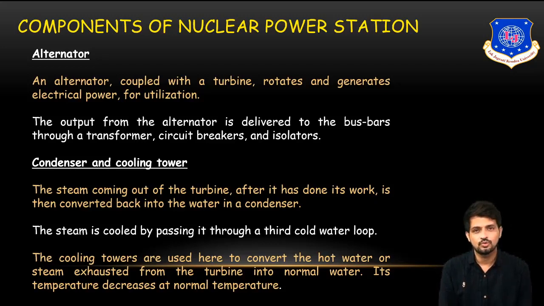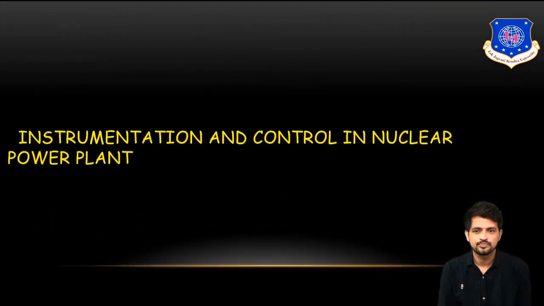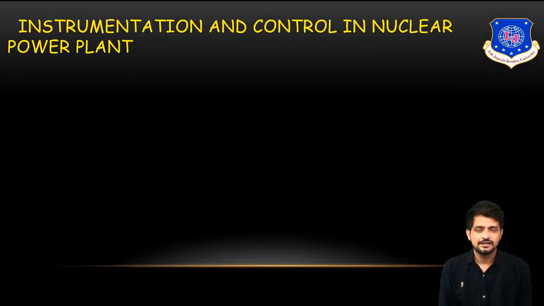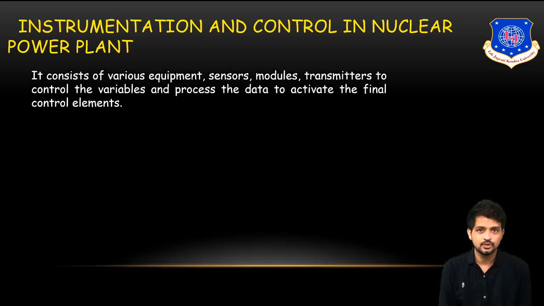Now we will go towards the instrumentation side. So let us study about the instrumentation and control in the nuclear power plant. First of all, we will study about the components and the process variables that are used for control mechanism. It consists of various equipment like sensors, modules, transmitters, and controllers.